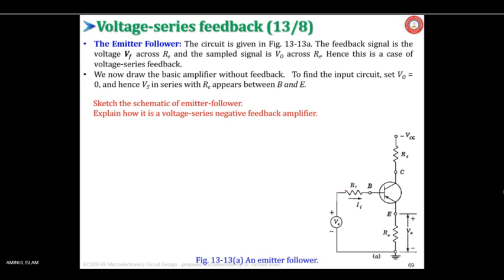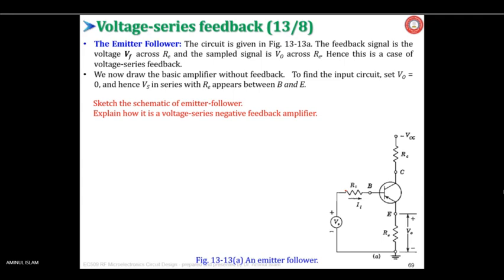What is the characteristic of this circuit? Don't consider anything else, but consider what we have discussed. What is the characteristic of this emitter follower amplifier? Can you remember? Emitter follower, simple things. So the output is in phase with the input signal and gain is approximately equal to 1, not more than but less than 1.